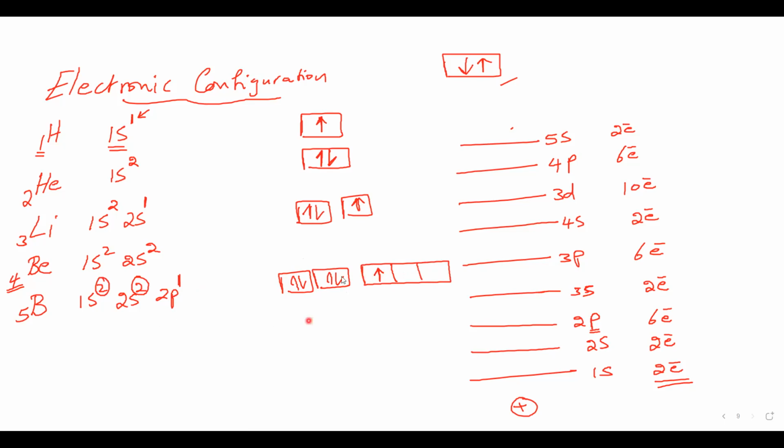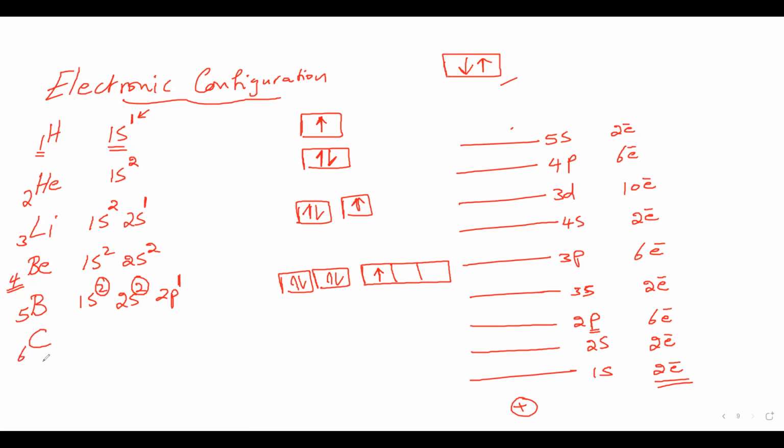But you can put it here or you can put it there. All of them have the same energy. You can put it anywhere. It's not wrong. But by convention, we say that this is the place where we place our first electron in the p subshell. Now, after boron comes the carbon.